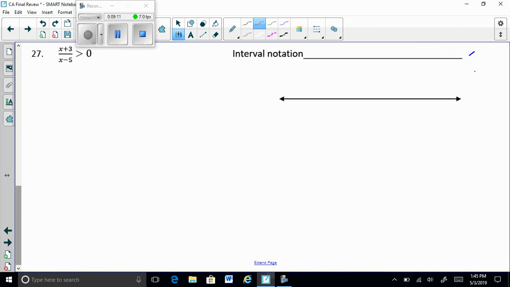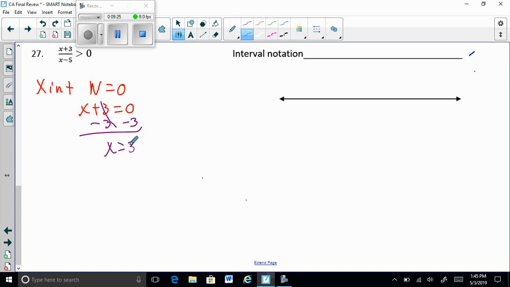All right, so to figure out the x-intercept, you take the numerator and set it equal to 0. So x plus 3, set that equal to 0. Subtract 3, you're going to get x equals -3. Okay. So that is one of your key points where there's going to be a sign change. And then now we'll find the vertical asymptote.